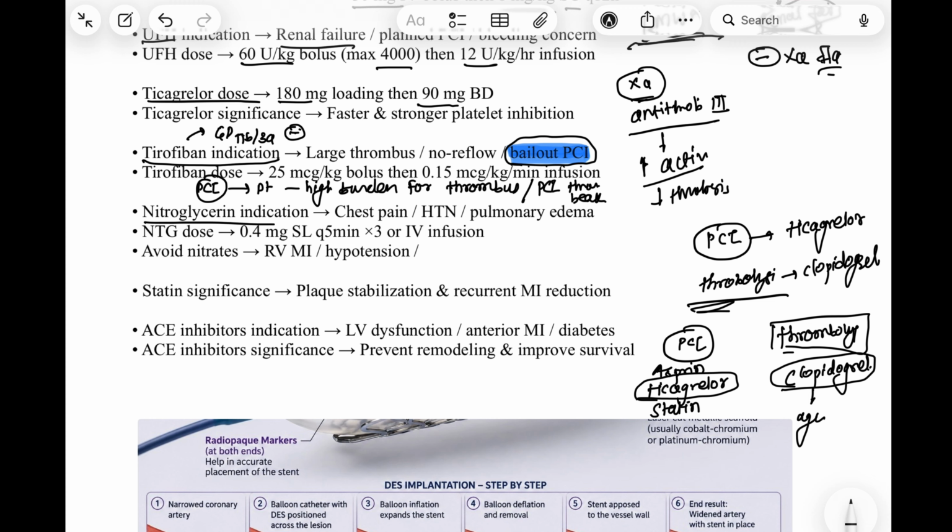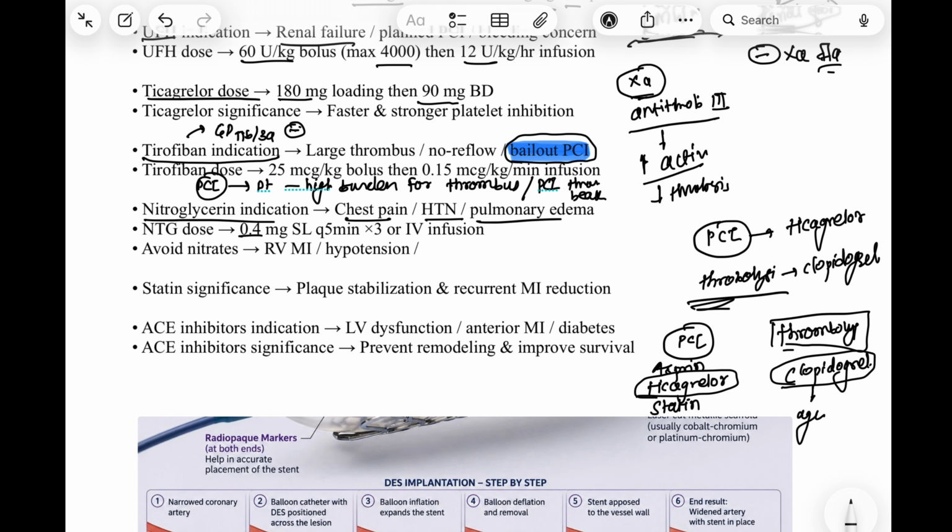Next thing is about the NTG. It is used to relieve chest pain, hypertension, and pulmonary edema, and the dose is 0.4 mg sublingual. Right? This drug has to be avoided in right ventricular MI and hypotension. Again, we use statins for plaque stabilization and to reduce recurrence of MI. Then the other drugs like ACE inhibitors, which are significant for prevention of remodeling and improve survival.